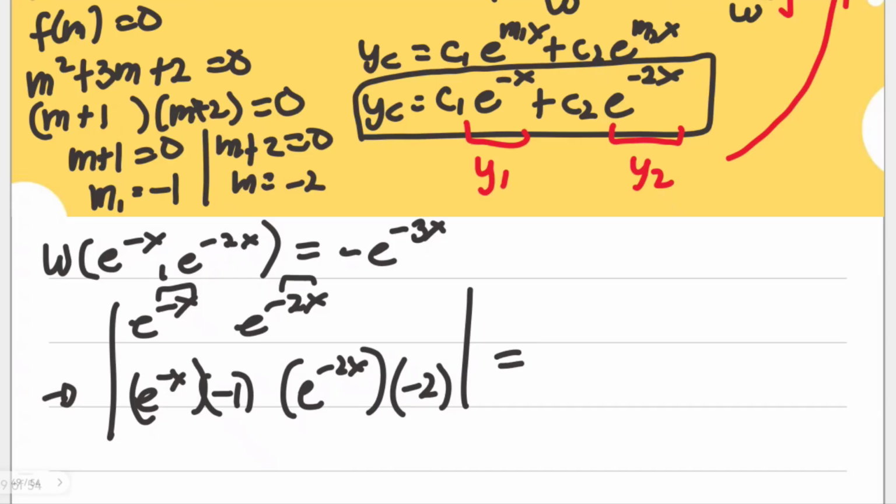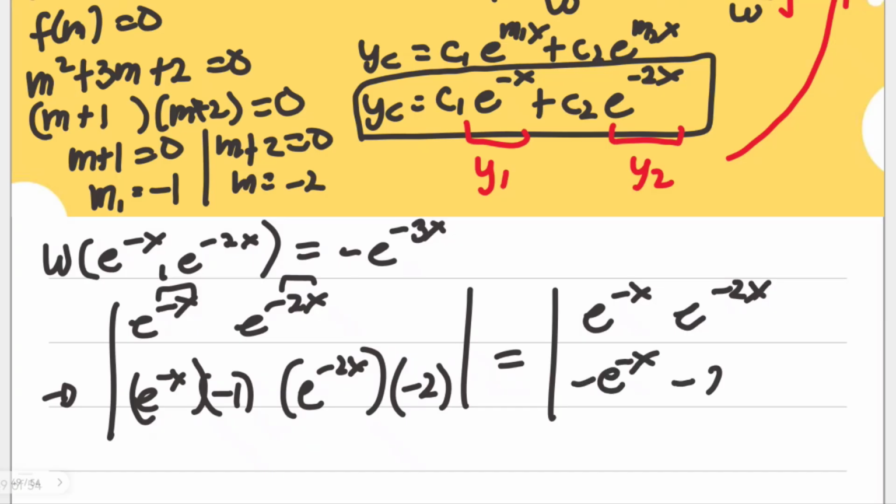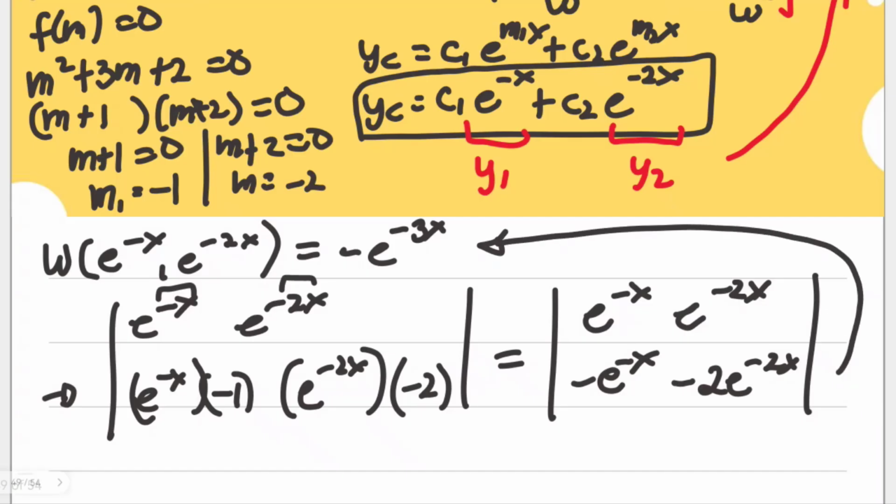So we'll have this matrix: e to the power of negative x, e to the power of negative 2x. You have the negative of e to the power of negative x and the negative of 2 e to the power of negative 2x. The Wronskian is just the determinant of this. That is why we're able to solve for negative e to the power of negative 3x. Okay, that's the Wronskian, considering that our y sub 1 is e to the power of negative x and our y sub 2 is e to the power of negative 2x.